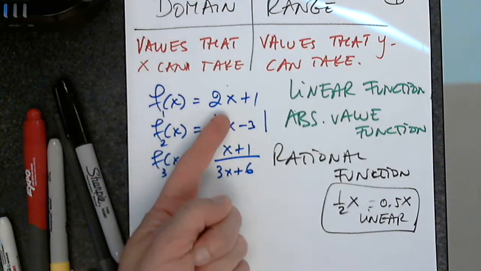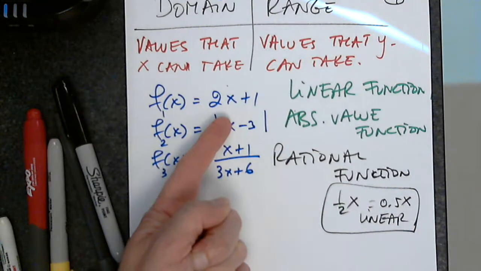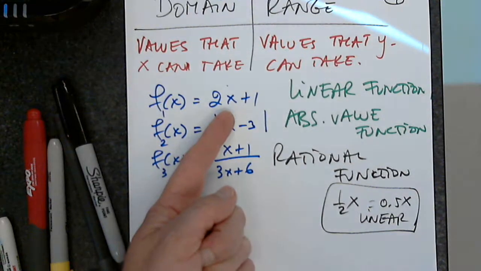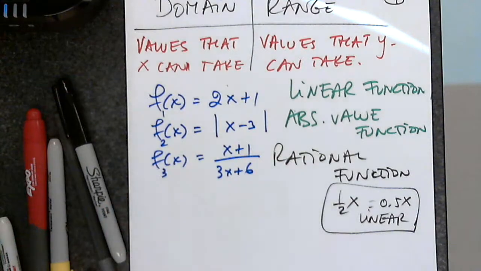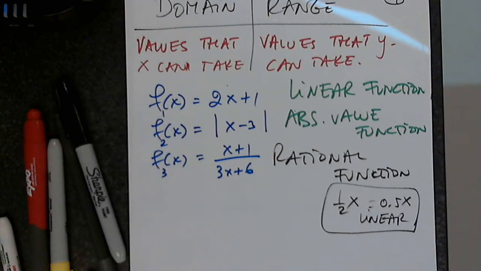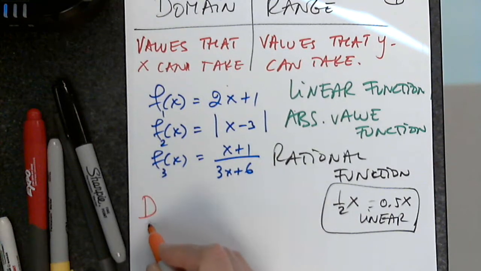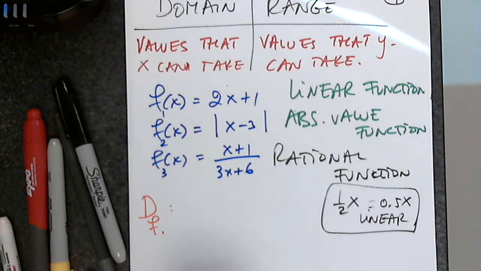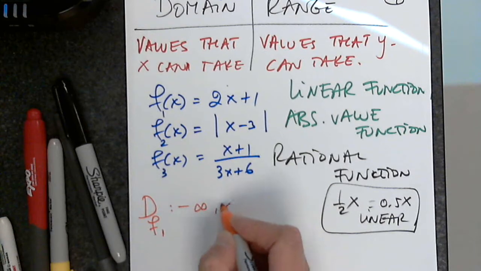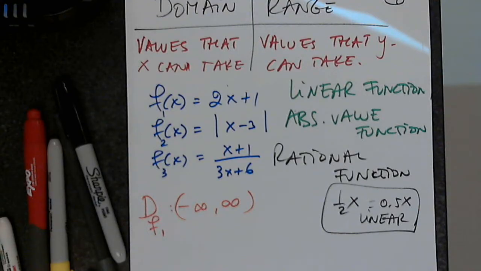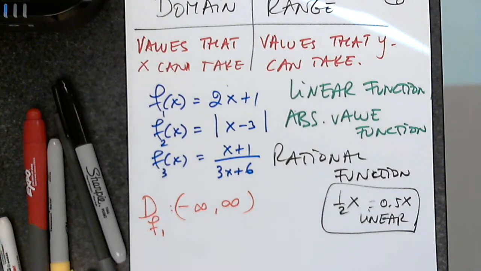When x is 0, I give the output 1. When x is 1, I give the output 3. When x is -5, -9. When x is 10, 21. Right? So I can always give an output for any x or for any input. So then what would be the domain of f1? -infinity to infinity. Anything. I call these functions friendly. No headache. Don't have to do anything.